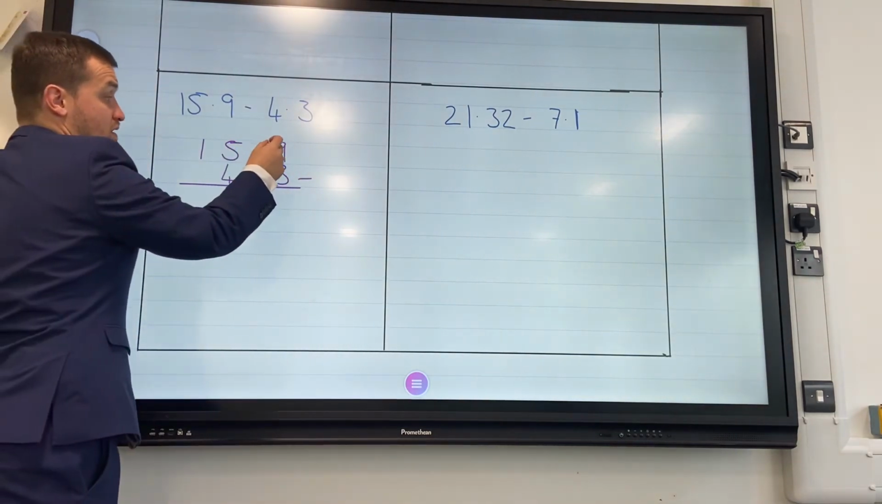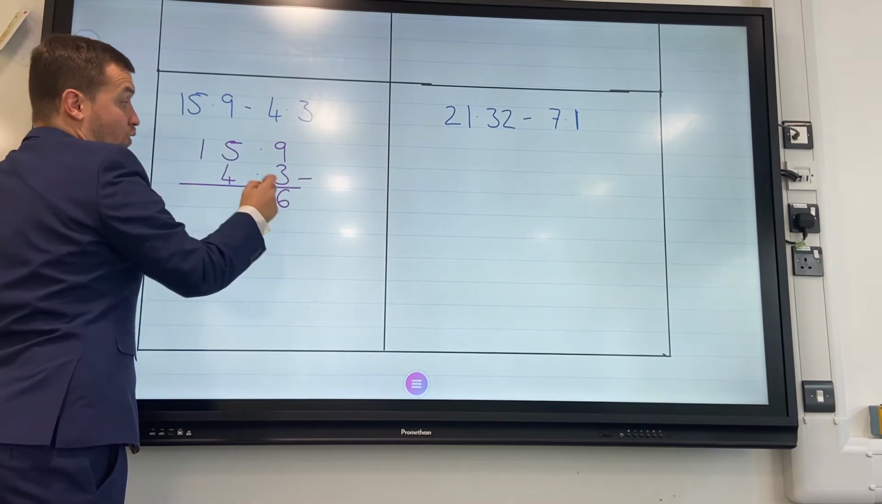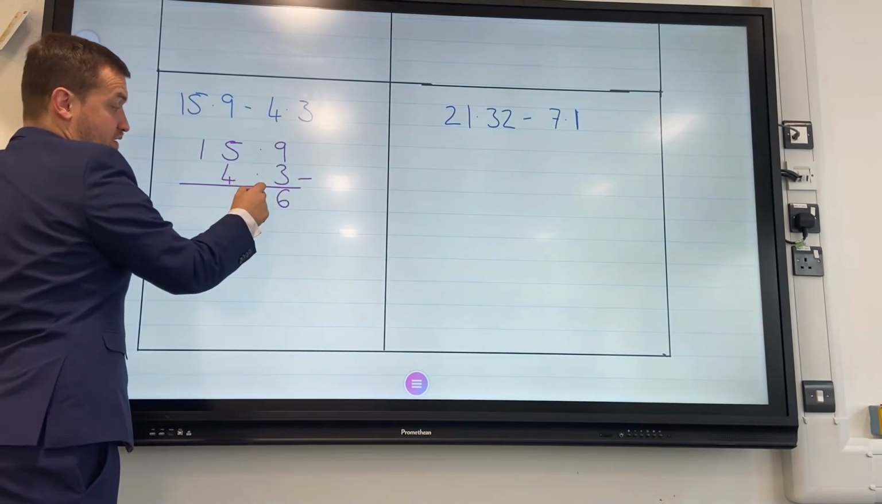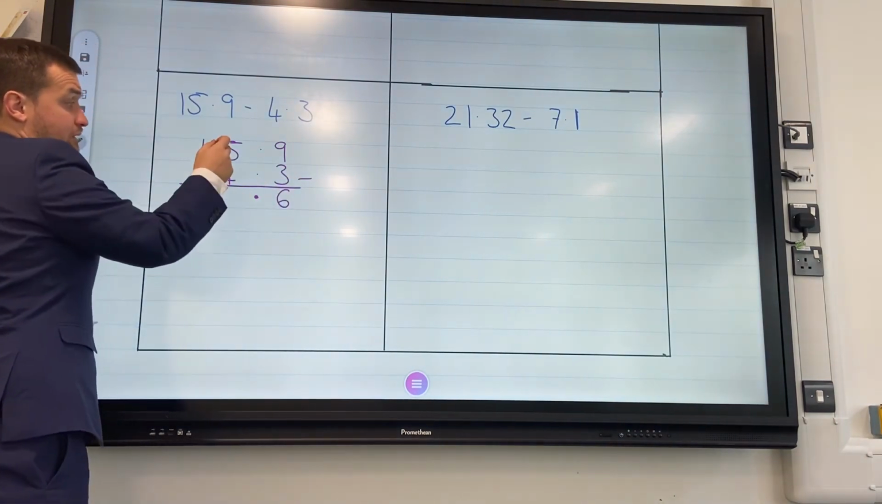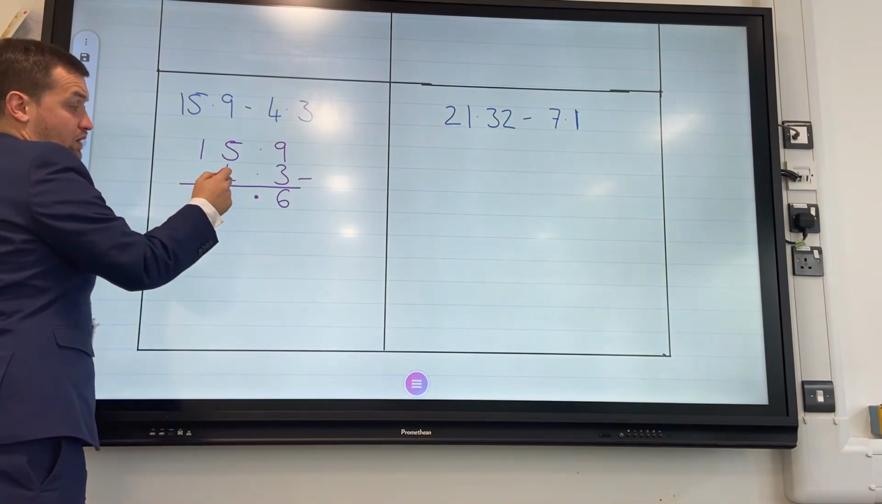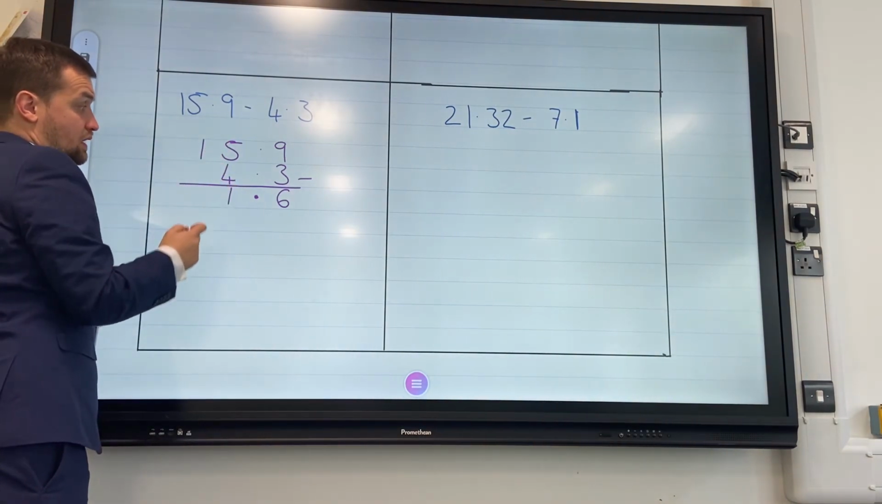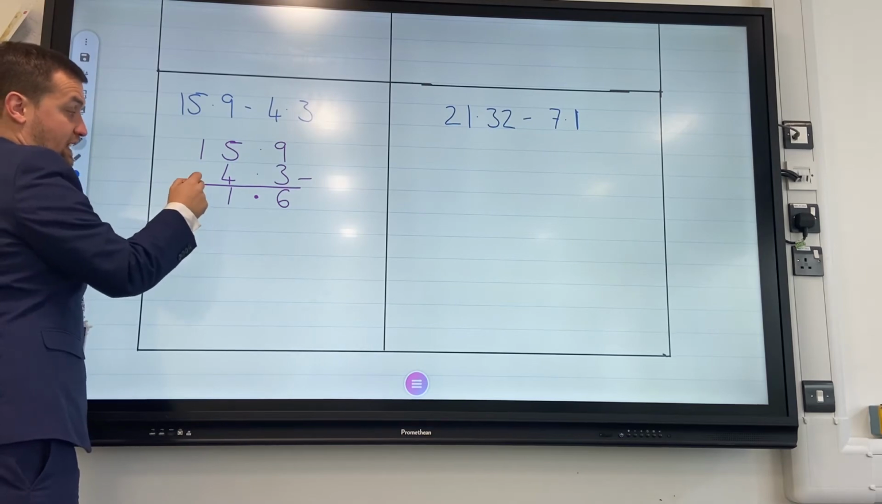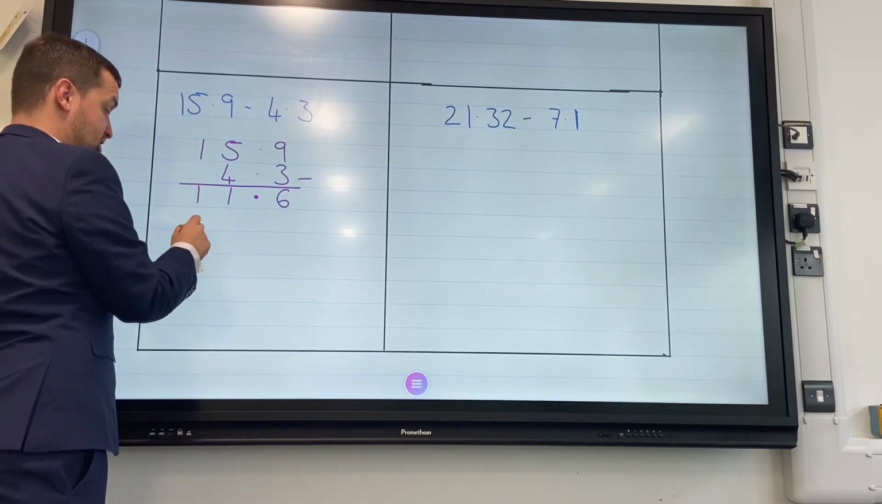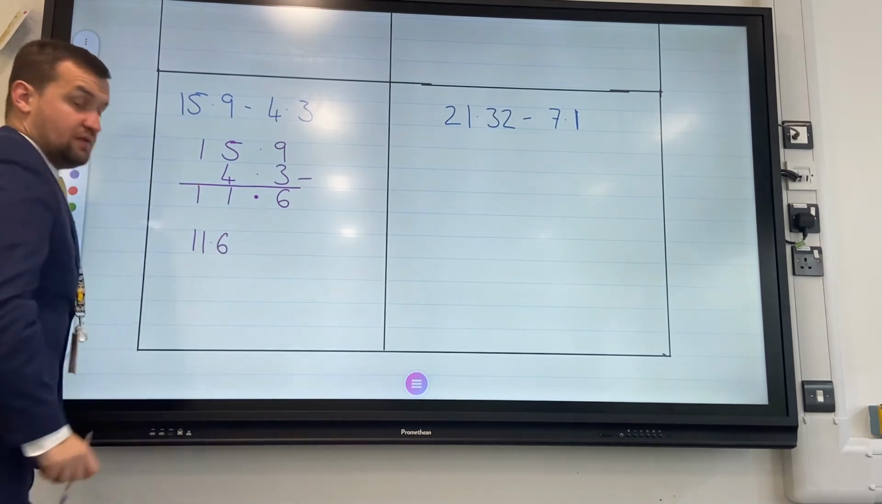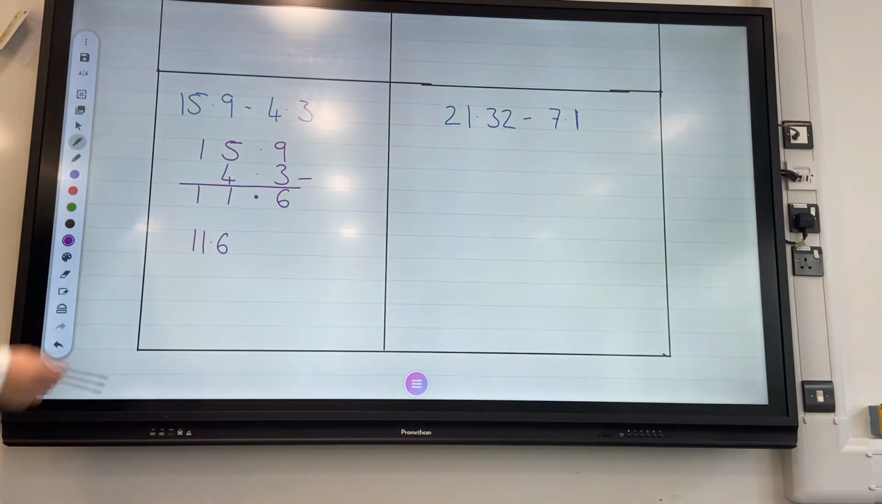Okay, so 9 minus 3 is 6. We need to remember our decimal point so we don't get our answer wrong. 5 minus 4 is 1. And 1 minus nothing, there's nothing there, is 1, so 11.6. So our answer is 11.6. Okay, final question then.